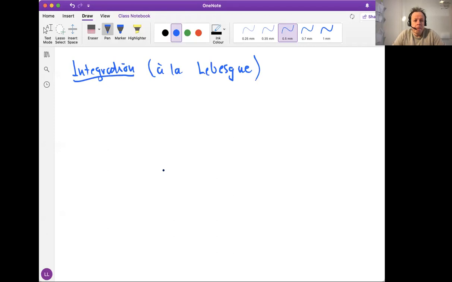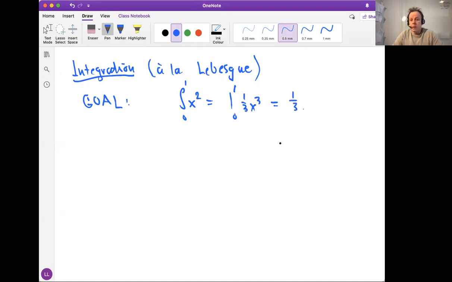And our goal is, let's say, what is the goal of all of this integration? You know that the integral from 0 to 1 of x squared, well, we know what it is. It's the substitution of 1/3 x cubed, and then the value becomes 1/3. So that's what we know from high school, that we know how to integrate polynomials. We use dx here to denote the infinitesimal.